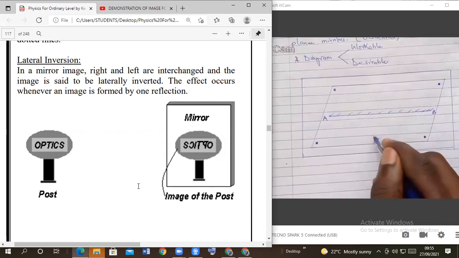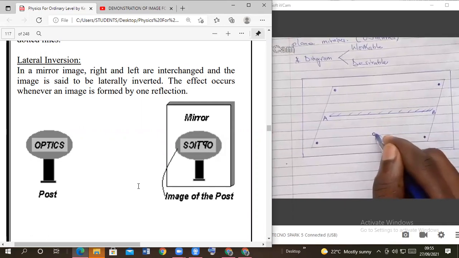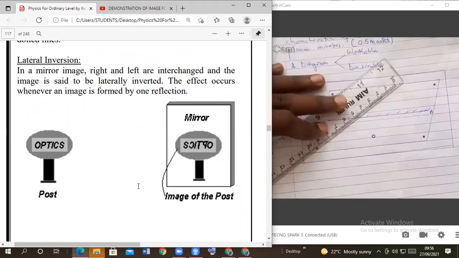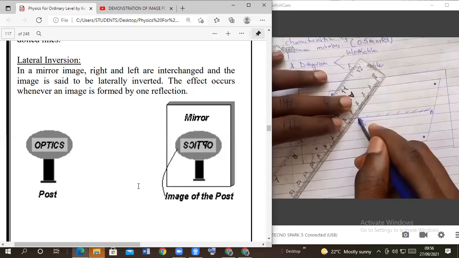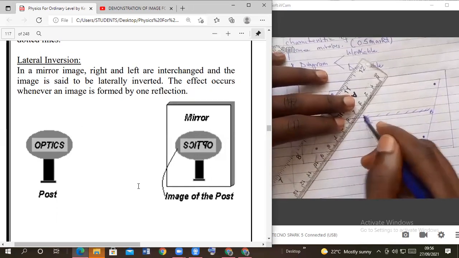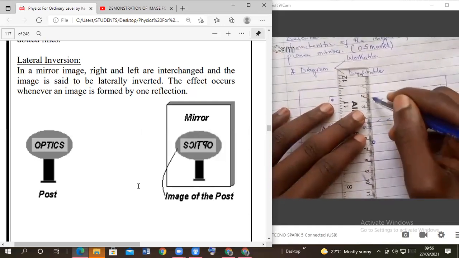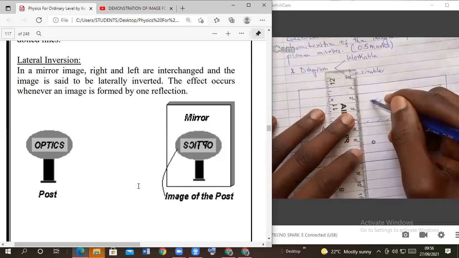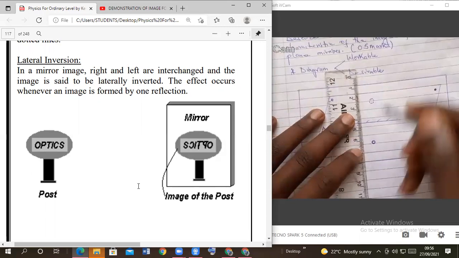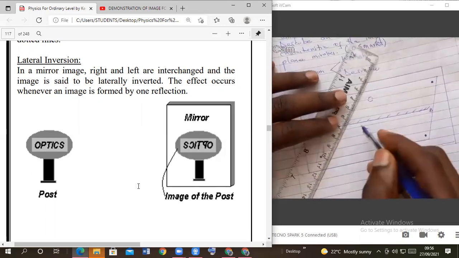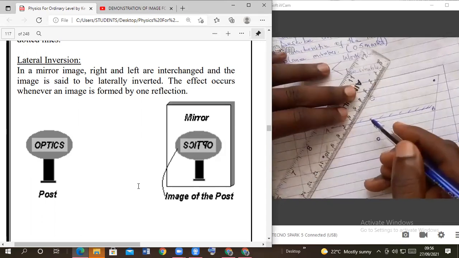There's an object here. You find out what I will do. I will put this one to be our incident ray. So let me put this one here so that I come out with a good diagram. The image is going to be formed there. Let me use a dotted line. That's the image, so it should be of the same size.